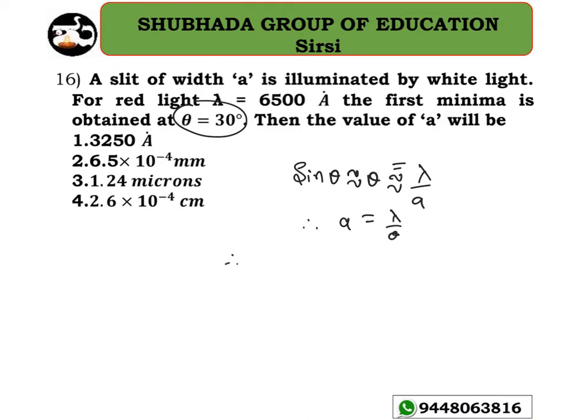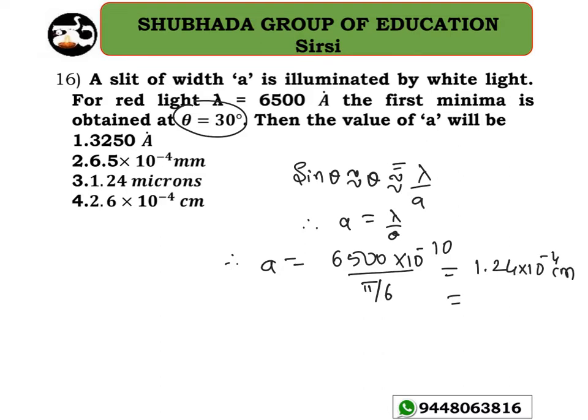Substituting, A is equal to how much? 6500 angstrom is given, right? 10 to the power of minus 10. The theta is 30 degree, and 30 degree in the sense is pi by 6 radians. Convert it into radians, okay? Which will give you 1.24 into 10 to the power of minus 4 centimeter, which is equivalent to 1.24 into 10 to the power of minus 6 meter, that is 1.24 microns. Option 3 is the right answer for this question.